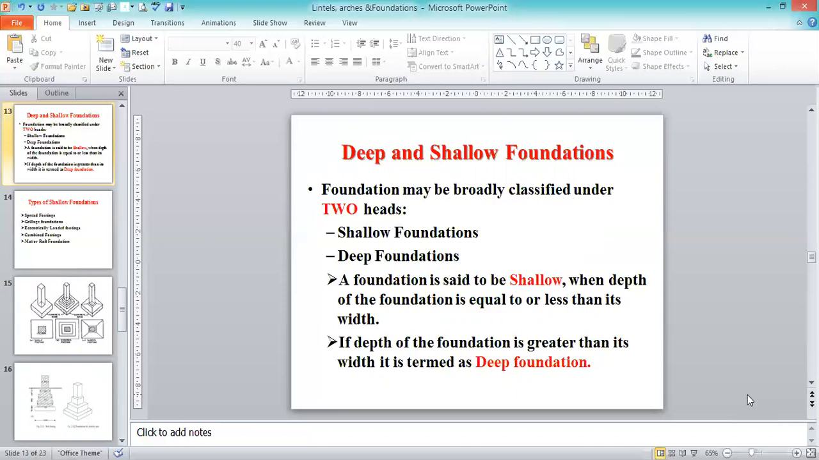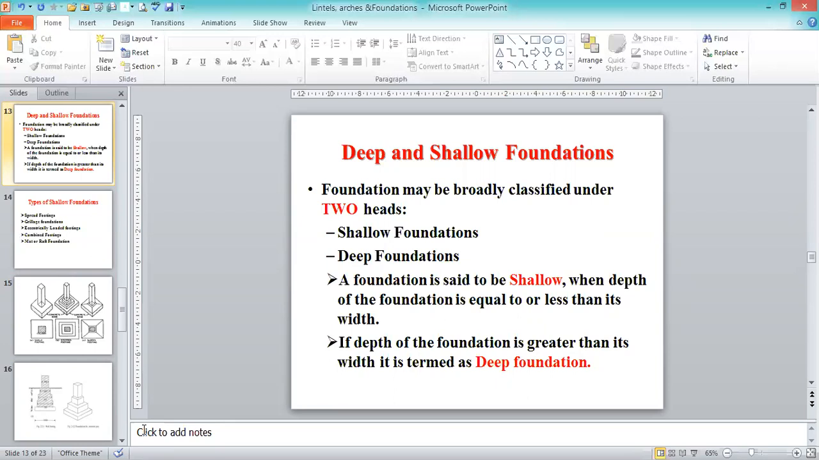Foundations are going to be classified into shallow foundation and deep foundation. When can we say that it is a shallow foundation, and when a deep foundation? This is based upon the criteria of depth and width of the foundation. If the depth of the foundation is equal to or less than the width of the foundation, then it is called a shallow foundation.